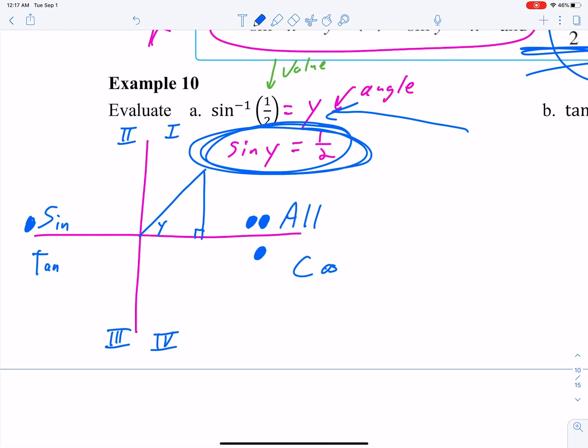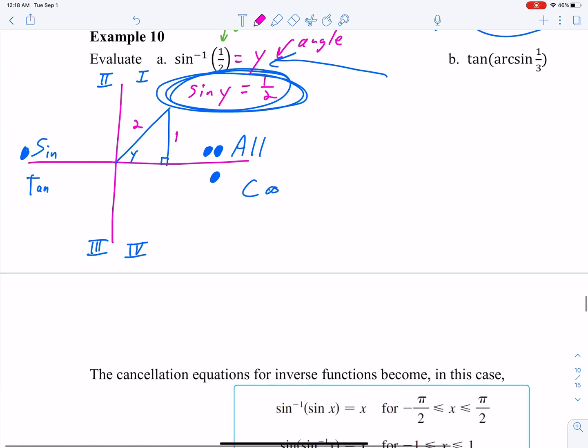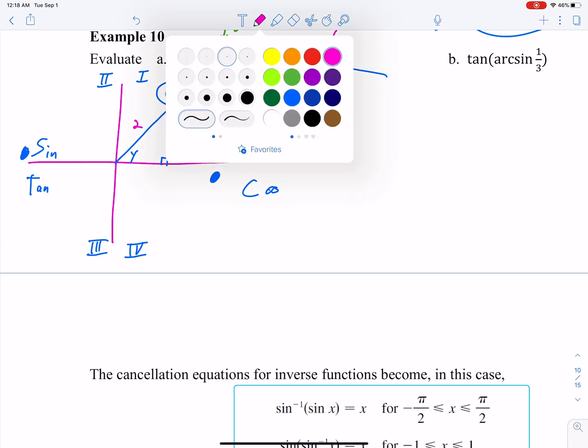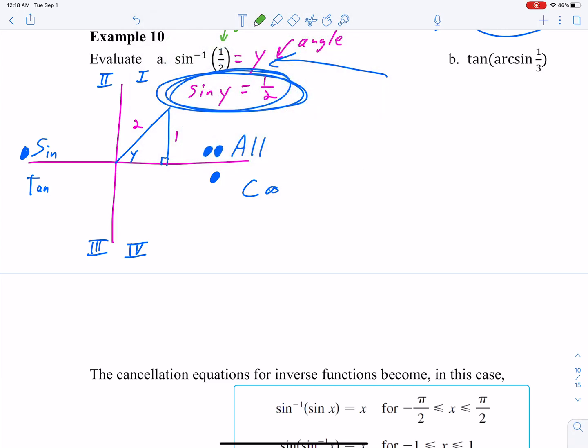Now it says sine of y equals 1/2. SOHCAHTOA, right? Sine is opposite over hypotenuse. So opposite the angle is 1, and our hypotenuse is 2. Now this is where your previous knowledge of certain types of right triangles comes in handy. So down here, side note, just a quick way to remember these.